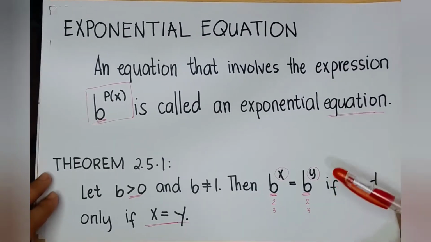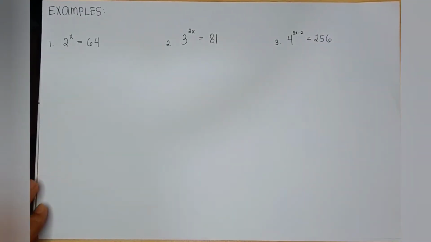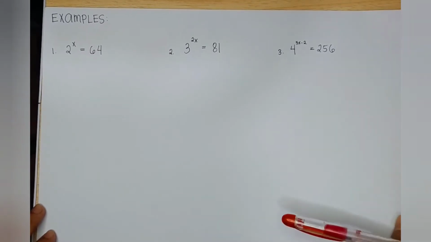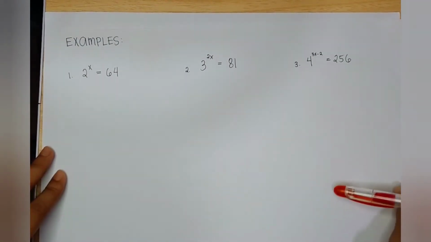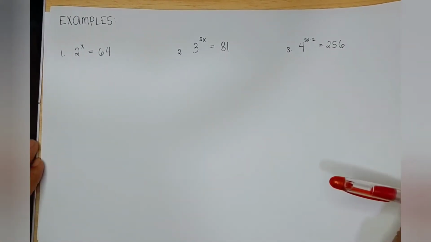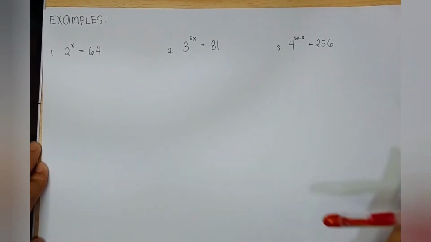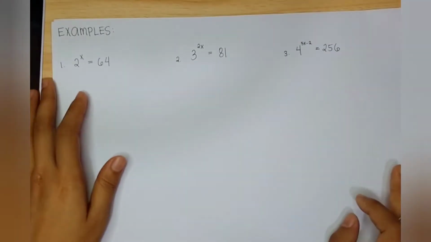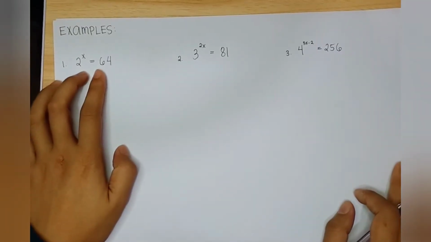So, I prepared here 6 examples. So we have here 3 examples muna. Then next, we have another 3 examples. So dito muna tayo sa start. So example number 1 muna tayo. We have here example number 1, 2 to the power of x is equal to 64.